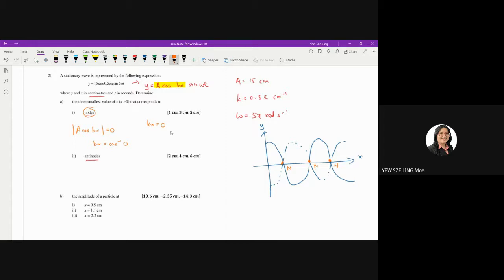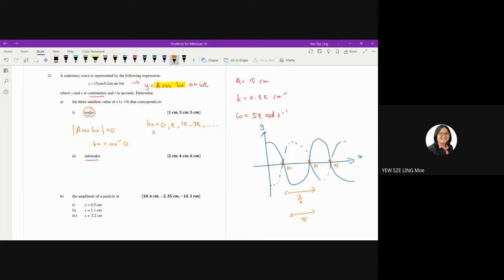And of course, the following value would be pi, because we know the distance between two nodes is always lambda over 2, which is equals to pi, half lambda, or half cycle. So pi, and then followed by 2 pi, followed by 3 pi. Of course, we have more values. So 0 is the value that we don't want, so we leave it first, you don't do anything about it first.